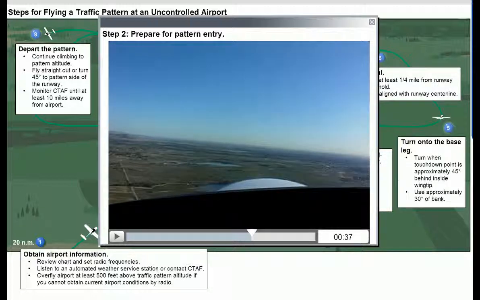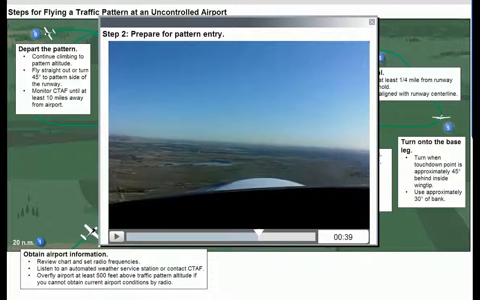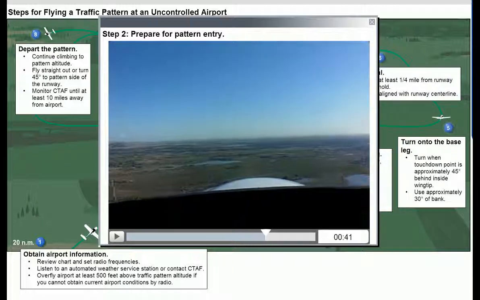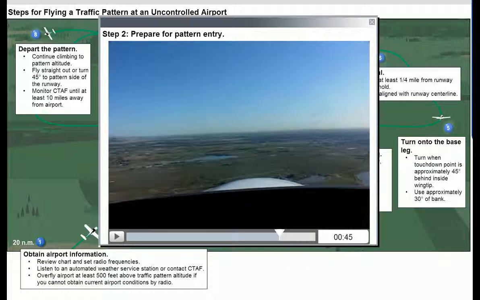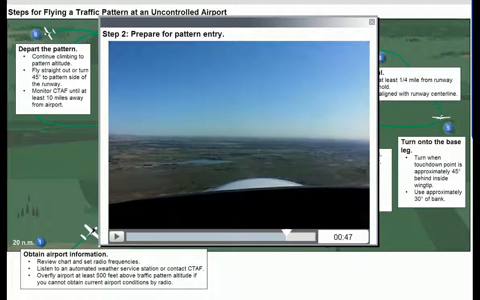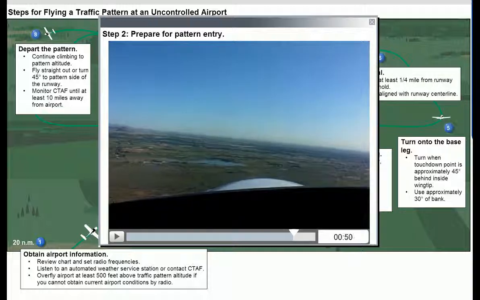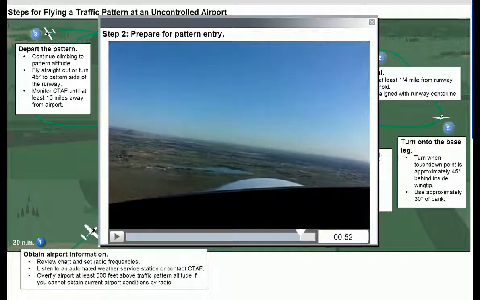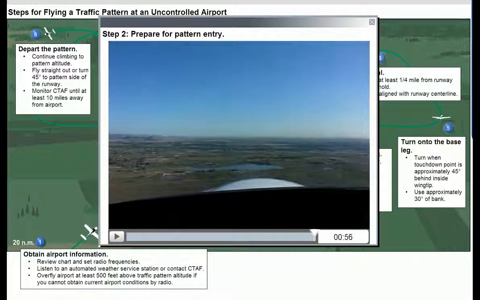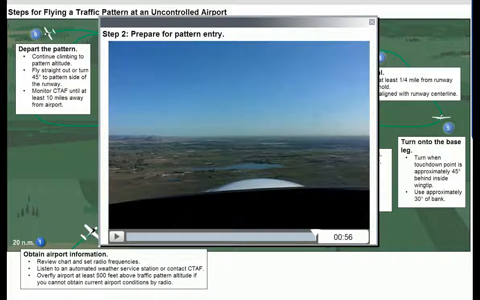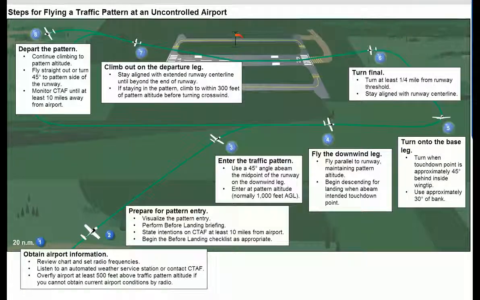Next, we want to state our intentions to Longmont traffic. Longmont traffic, Diamond Star 505 Juliet Foxtrot, 10 miles to the southwest, going to be entering a midfield left downwind for runway 29er, Longmont. And another thing you can do before you get busy in the traffic pattern is begin the before landing checklist.